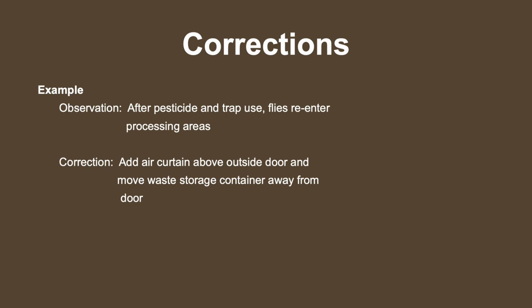When you find something wrong, you've got to fix it. So, after pesticide and trap use, if a fly re-enters the processing area, you need to add an air curtain. It should be there already anyway, but add an air curtain above the outside door and move the waste storage container away from the door if applicable.